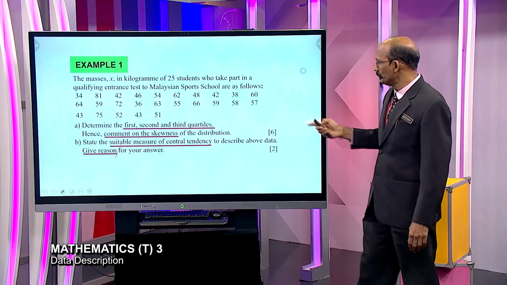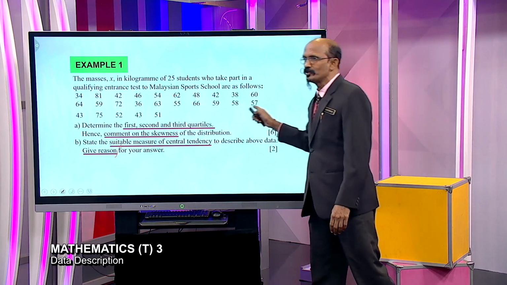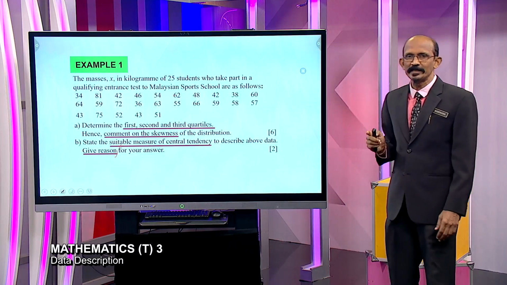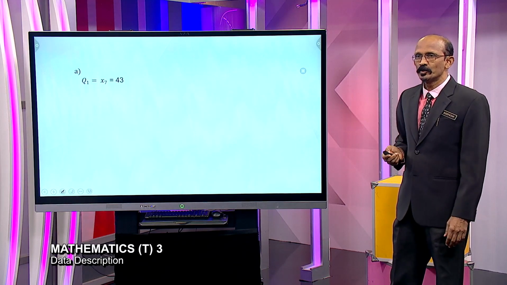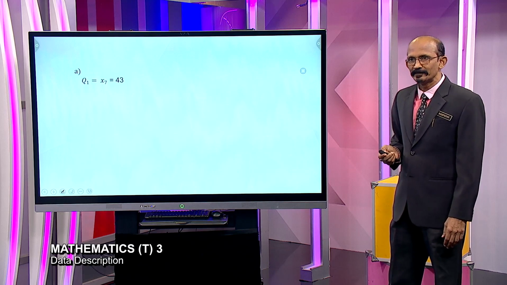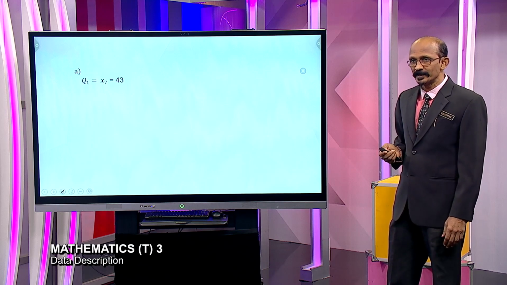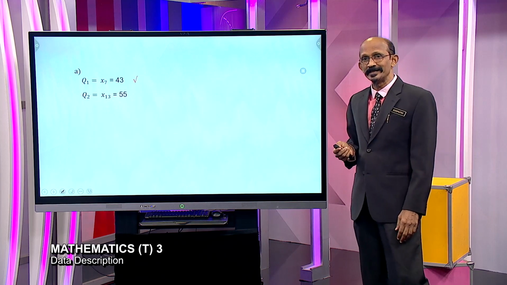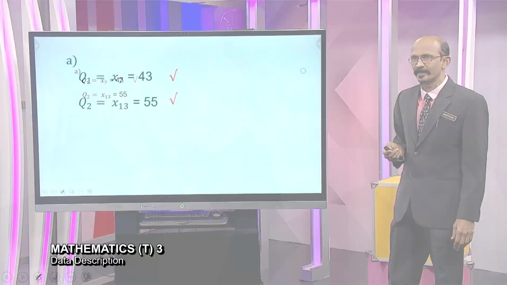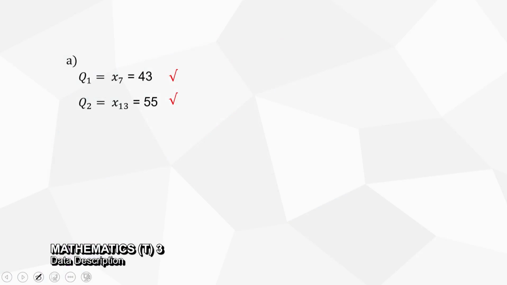Before you can do the first part, you have to rearrange your data. After you rearrange your data, your Q1 will be the 7th observation, which is equal to 43. Your Q2 should be the 13th observation, which is equal to 55. And then your Q3 is the 19th observation, which is equal to 62. Each one gets 1 mark.